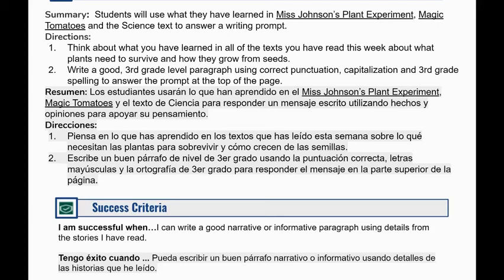Then write a good 3rd grade level paragraph using correct punctuation, capitalization, and 3rd grade spelling to answer the prompt at the top of the page. Students will be successful when you can write a good narrative or informative paragraph using details from the stories that we have read.